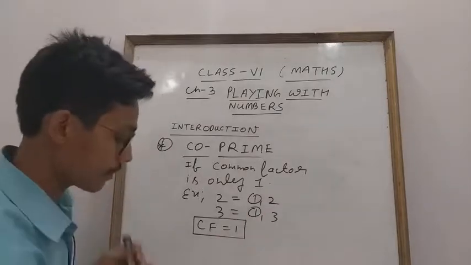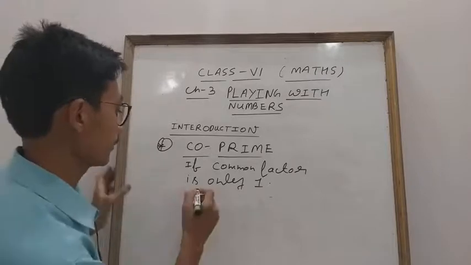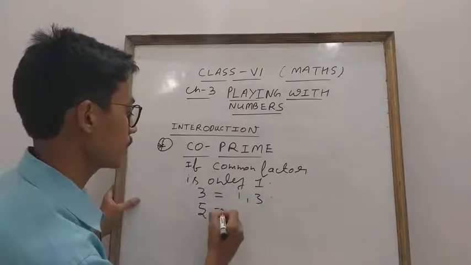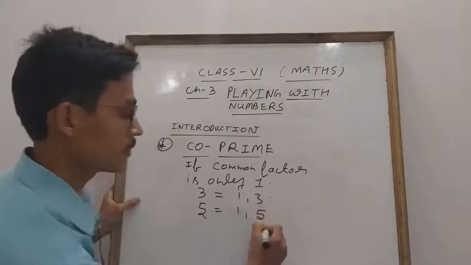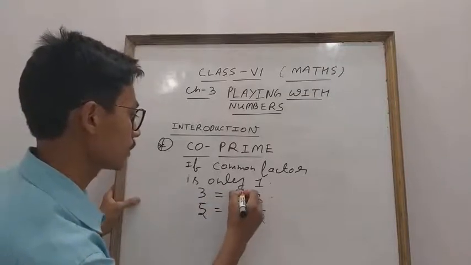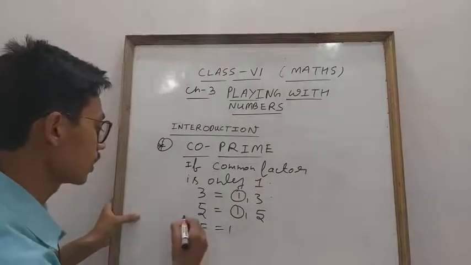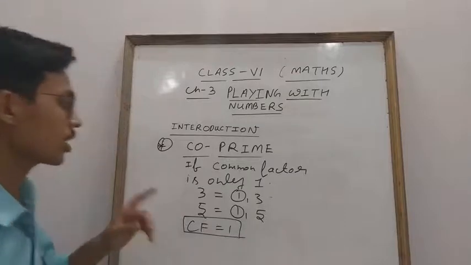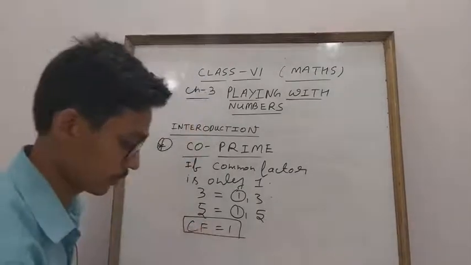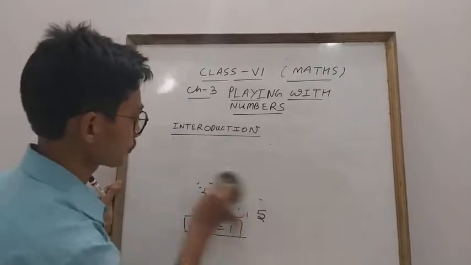Also you can take an example like 3 and 5. The factors of 3 are 1 and 3, and the factors of 5 are 1 and 5. Clear student? So here also the common factor is only 1. So what is the common factor? The common factor is equal to 1. So the numbers having only one common factor are known as what? Co-prime. Clear student? This is our co-prime.